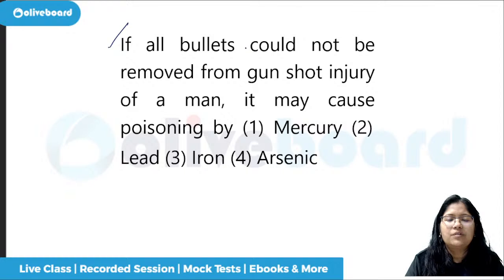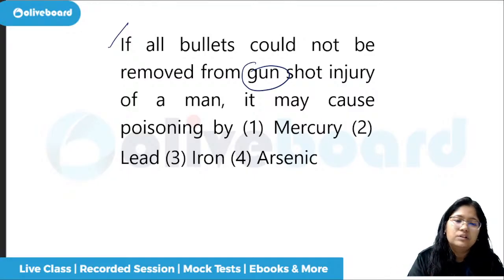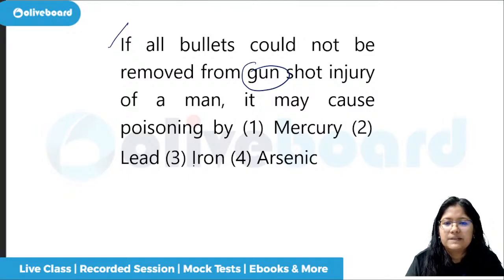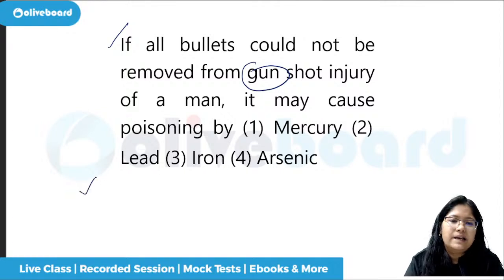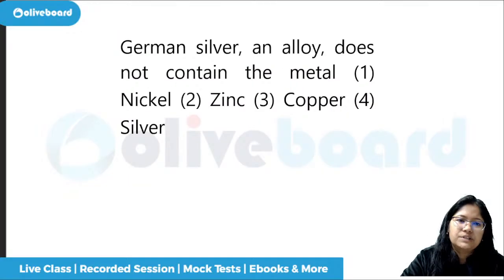Okay, next question. If all the bullets could not be removed from a gunshot injury of a man, it may cause poisoning of. So if somebody is shot by a gun, that means bullets are inside that person. After some time, that person might die if all the bullets are not removed. So what kind of poisoning will take place in this particular case? Even if they do not die, the poisoning can lead to, say, some organ having to be removed. So that kind of thing can also happen. Why? Because there is lead, and due to this lead poisoning this happens. So answer is lead poisoning.